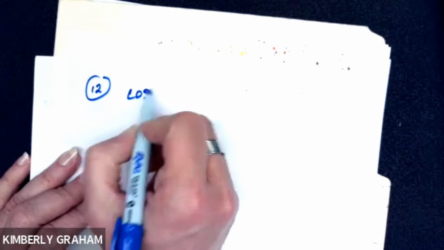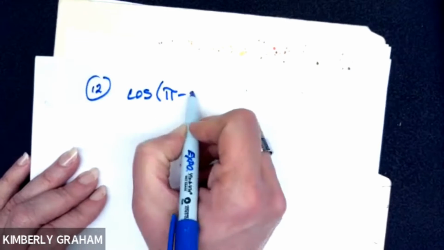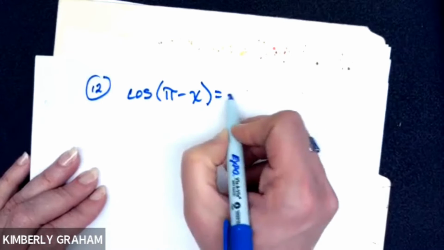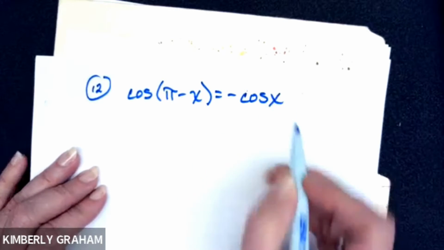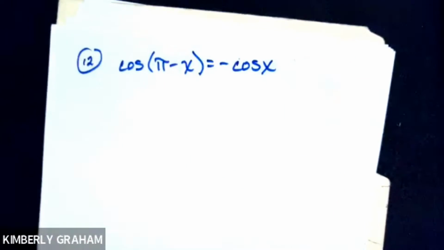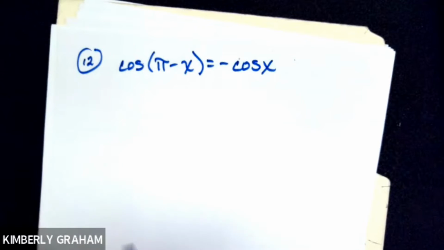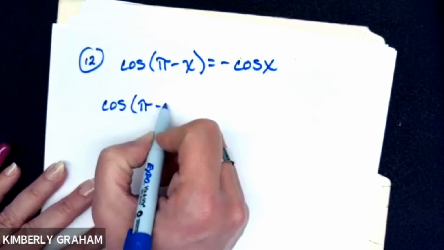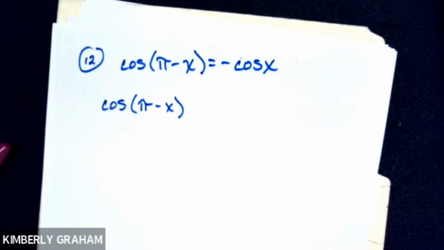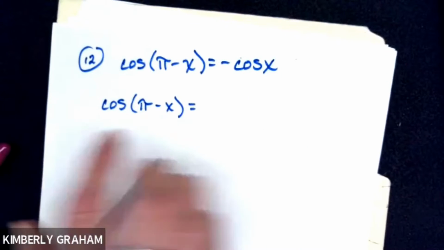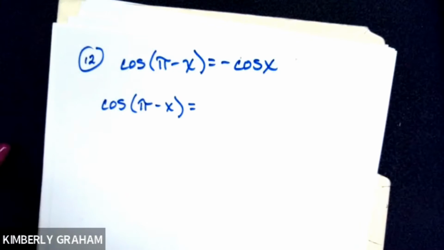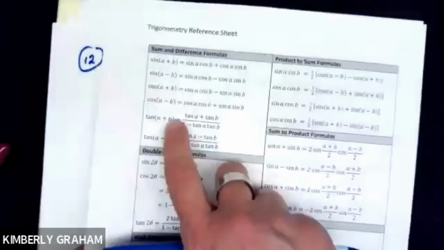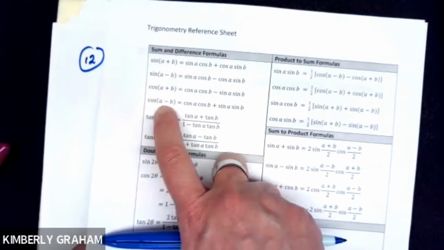I have cosine of pi minus x equals negative cosine x. That is what I am trying to prove. So I'm going to start off by writing down what's given to me on the left-hand side. And I know that this is going to be a sum or difference formula. Actually, I know it's a difference formula because it's a subtraction sign. So I've got cosine of a minus b. That's what this is going to follow.